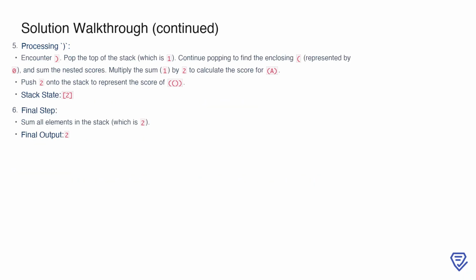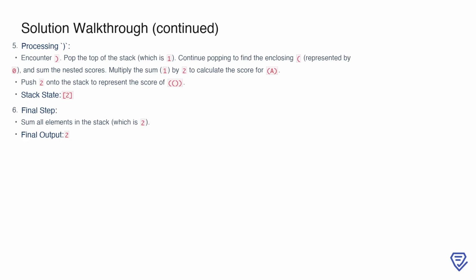After that, we encounter another closing parenthesis. This time, we pop the top value, which is 1, and continue popping to find the enclosing open parenthesis, represented by 0. The popped score of 1 is the nested score, so we calculate the score for the enclosing pair, (A), by multiplying the sum of the nested scores by 2. In this case, 1 multiplied by 2 equals 2, so we push 2 back onto the stack. The stack now becomes 2.